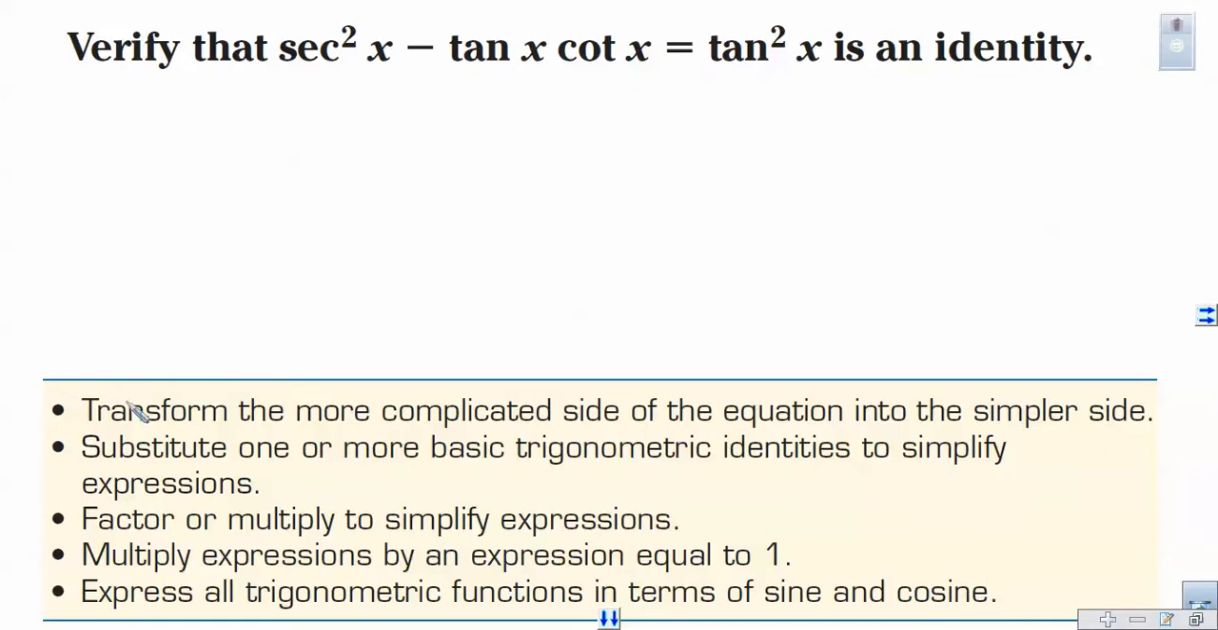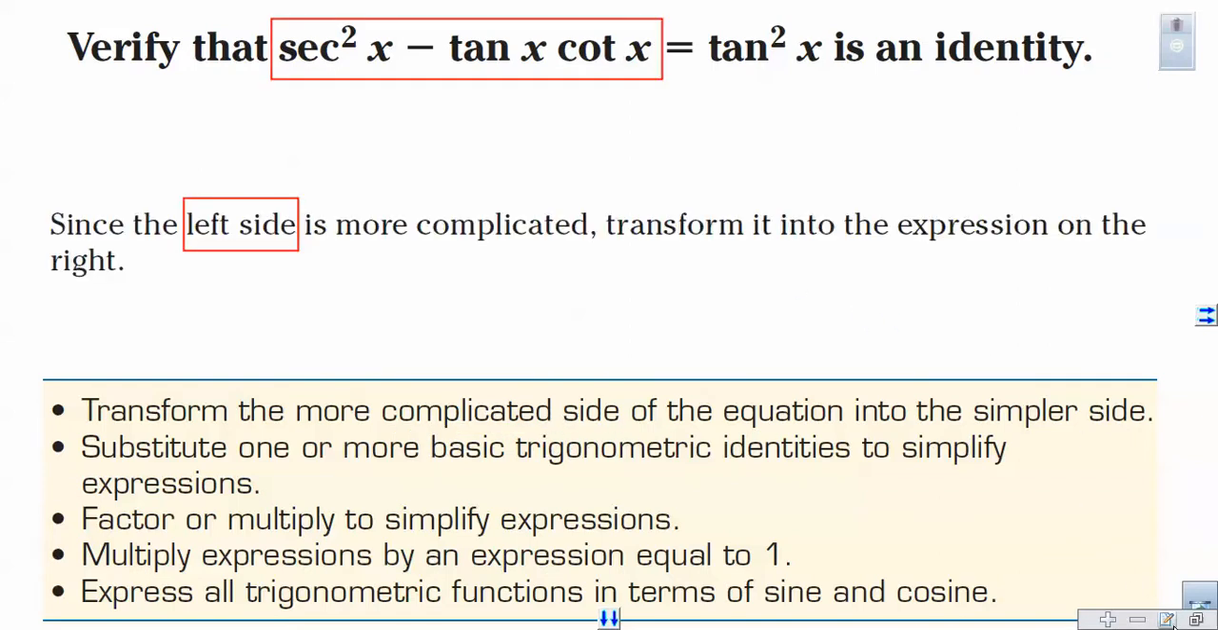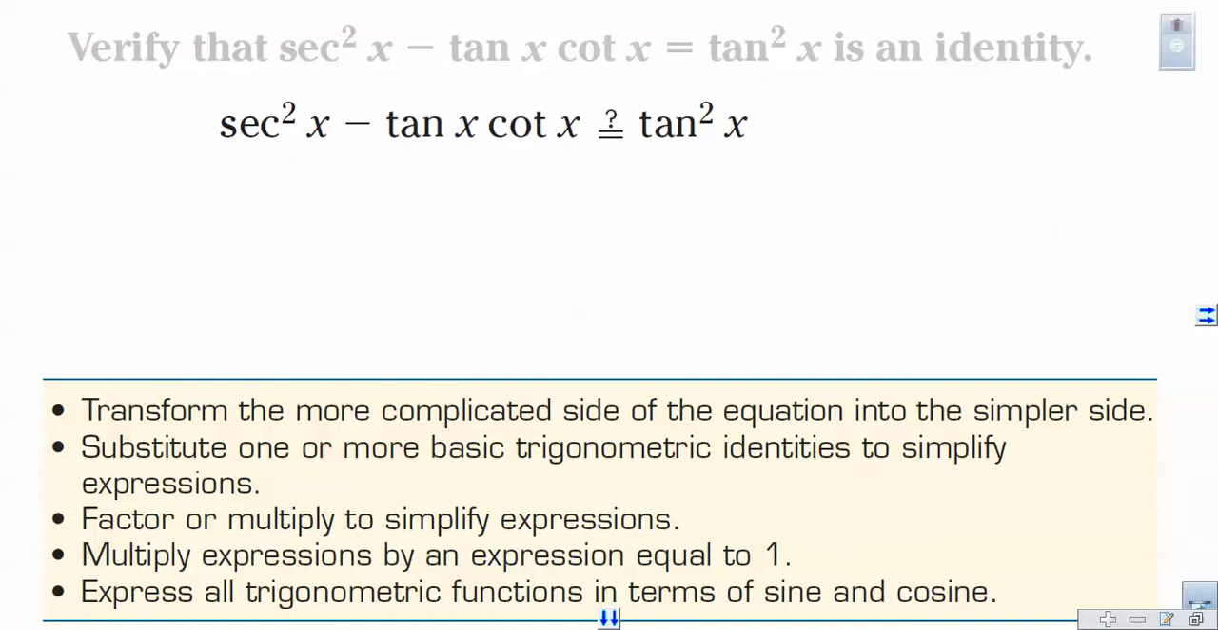First thing that we want to look at here is, usually you want to transform the more complicated side into the simpler side. Looking closely at this one, we can see that the left side is definitely more complicated. So we're going to turn that into tangent squared. What we're going to be doing here is, if we look at the next move here, let's do some reciprocals. Now notice what they chose to do here. Cotangent is equal to 1 over tangent. What they saw right here is that they had tangent of x times cotangent here, and realized if you take tangent times cotangent, those will cancel out and you'll get 1.